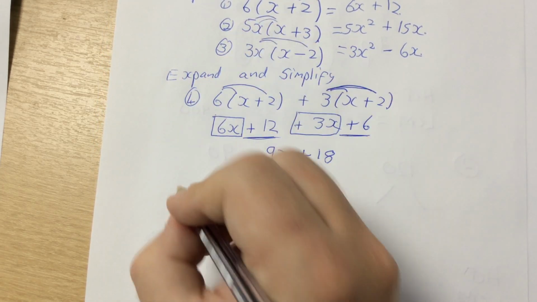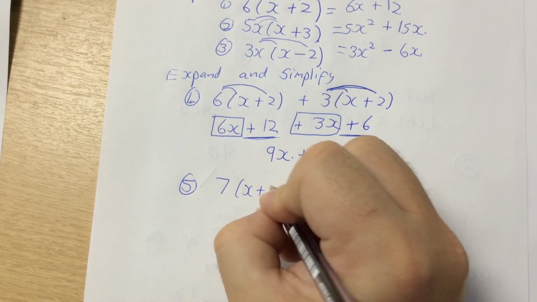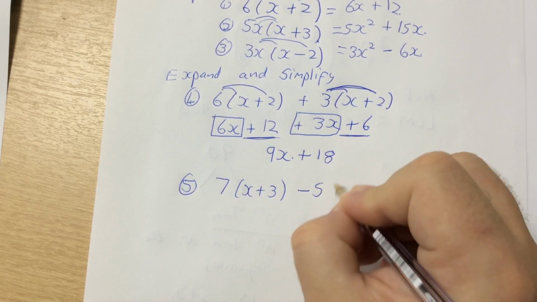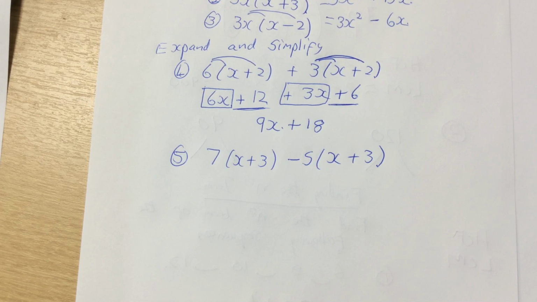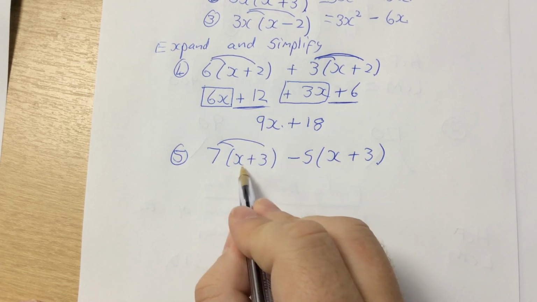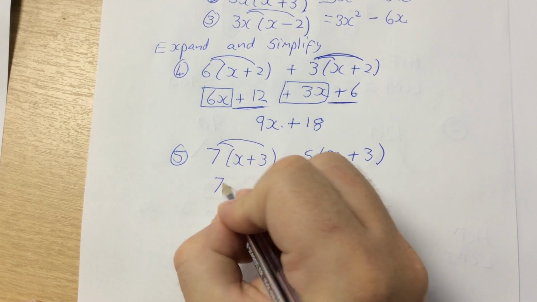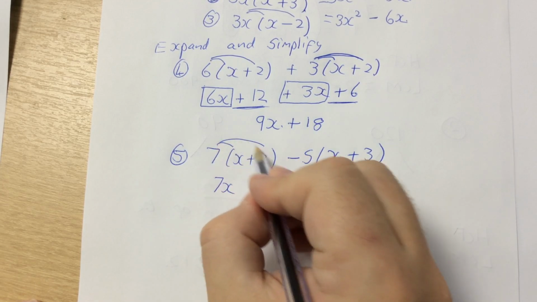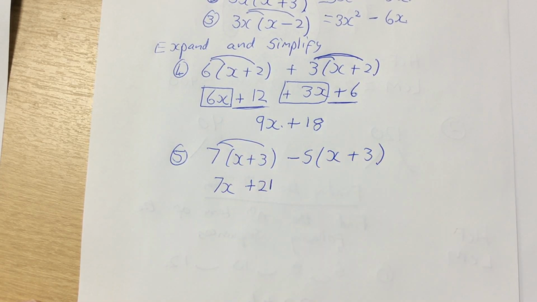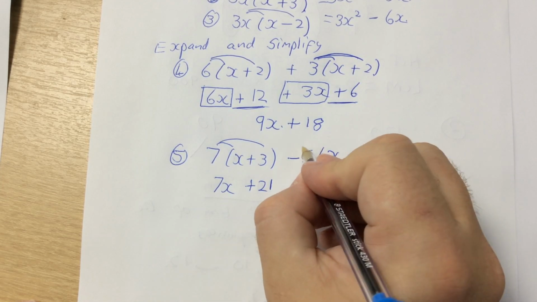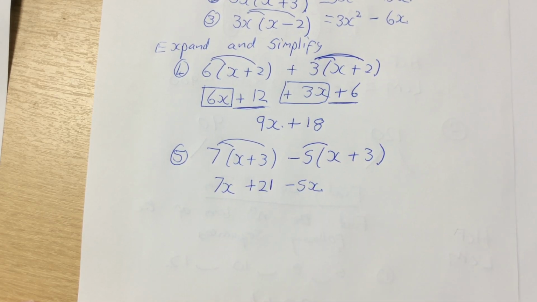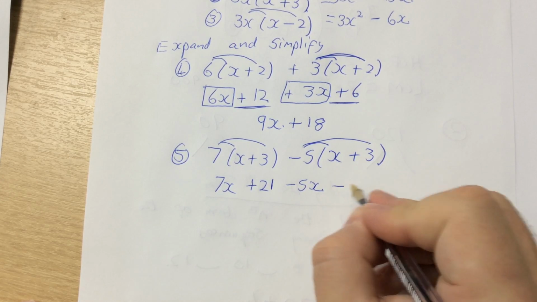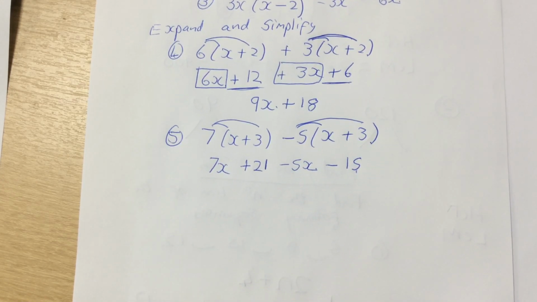Let's do one with a minus in. Last question. Imagine I put a minus there. So we've got 7(x + 3) minus 5(x + 3). So we're just going to look at one slightly different. With this question now, I do 7 times x is 7x. And then 7 times 3 is 21. And now you're multiplying. Minus 5 times x is minus 5x. And minus 5 times 3 is minus 15.